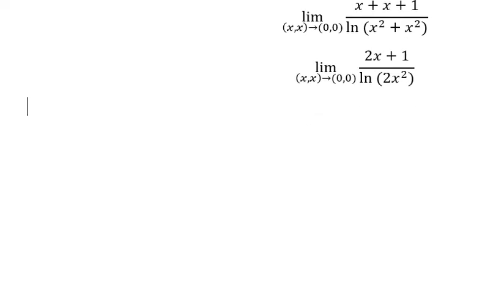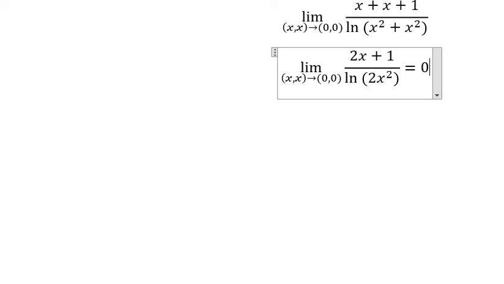Now, when x approaches number 0, this one you get number 0. This one you get number 0. ln of number 0 you get negative infinity. 1 divided by negative infinity you get 0.